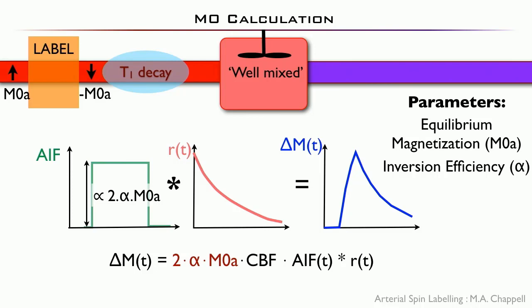Because what we've done is we've taken blood with an inherent magnetization, we've applied a label to it, potentially as it's passed through the labeling plane, and it comes out to the other end inverted. And so the magnitude of our arterial input function is directly related to this property of the blood water, but also modulated by how efficient our labeling was. So we've introduced two new parameters that we need to worry about: this equilibrium magnetization of arterial blood and the inversion efficiency.